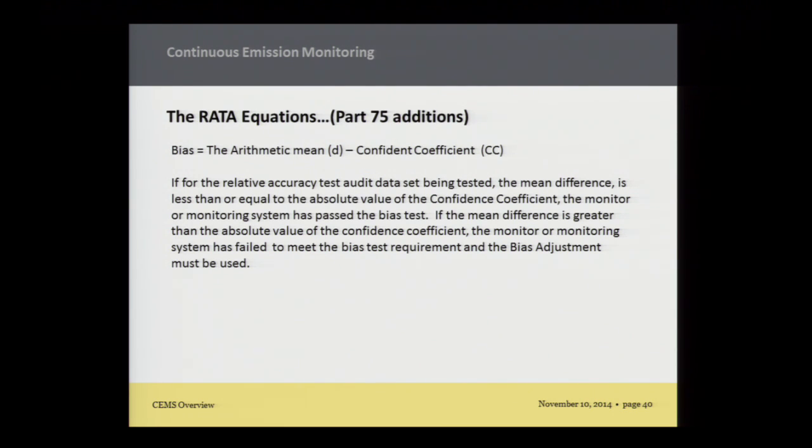So do y'all have Part 75 CEMS? Have you ever had to apply the bias adjustment factor? You don't seem very confident in that. But you can only bias up. You can fail the bias test, but you don't get to adjust it down. You only get to adjust it up.